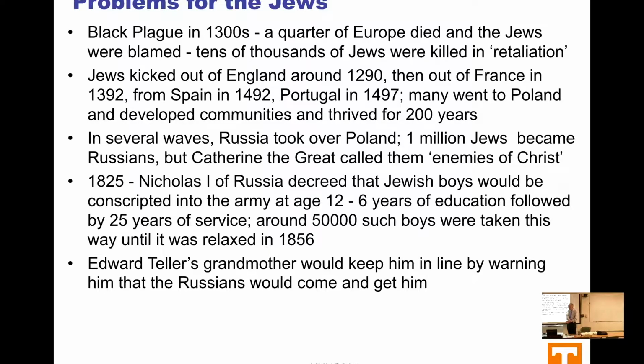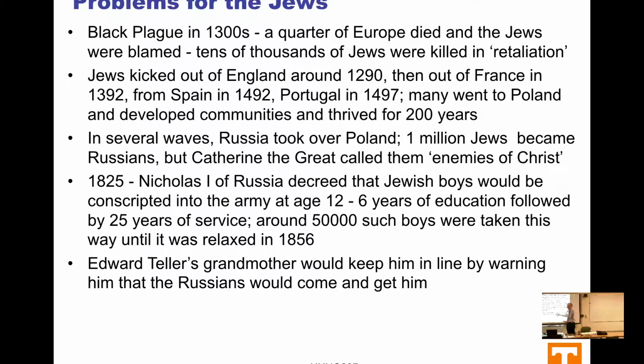They would be educated for 6 years, and then they would have to serve for 25 years in the army. Well, this was slavery, essentially. 50,000 such boys over the next 30 years were conscripted into the Russian army. So that was another mistreatment of the Jews. Finally, that was relaxed in 1856, but that specter of abuse persisted.